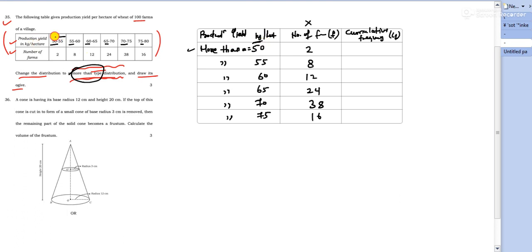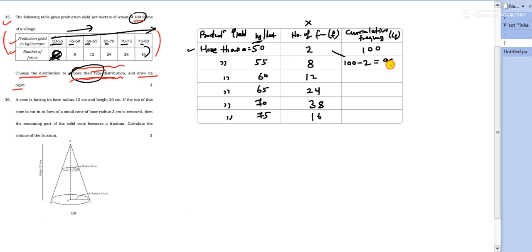So see, all of them are more than 50 only, correct? It is starting from 2, then 8, 12, all these are more than 50. It means how many are there? 100, correct? So now more than 55. If you look here, this 2 is from 50 to 55, correct? Now more than 55 means this 2 should be out from 100. So that is what you have to do. You have to subtract this 2 from 100, correct?